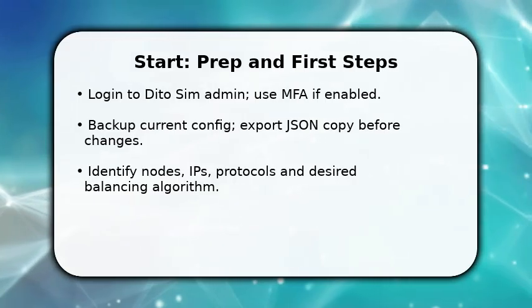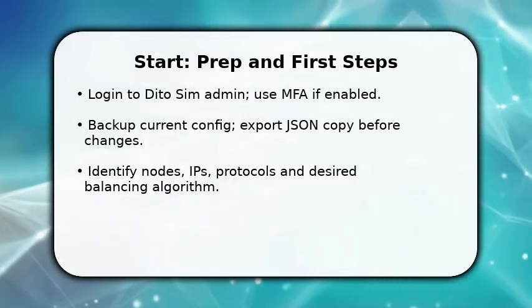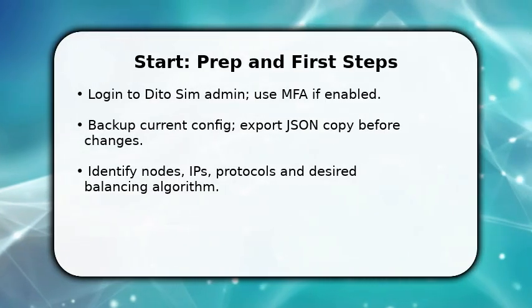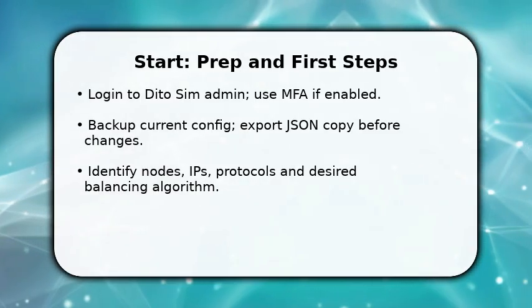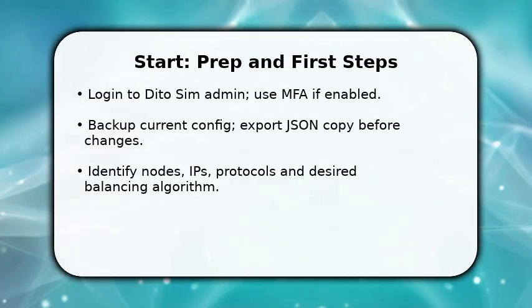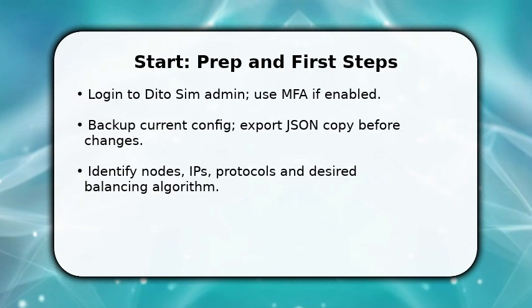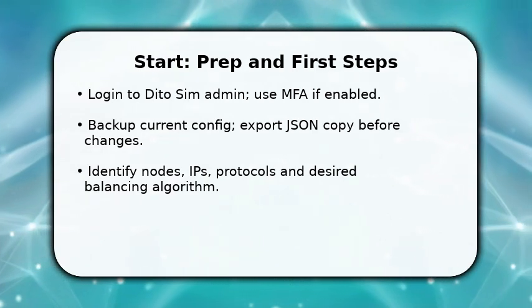Then create a new load balance instance and choose an algorithm, round robin, least connections, or weighted based on traffic patterns. Make sure to assign initial weights. This first change routes traffic without disrupting live services while preserving rollback options.